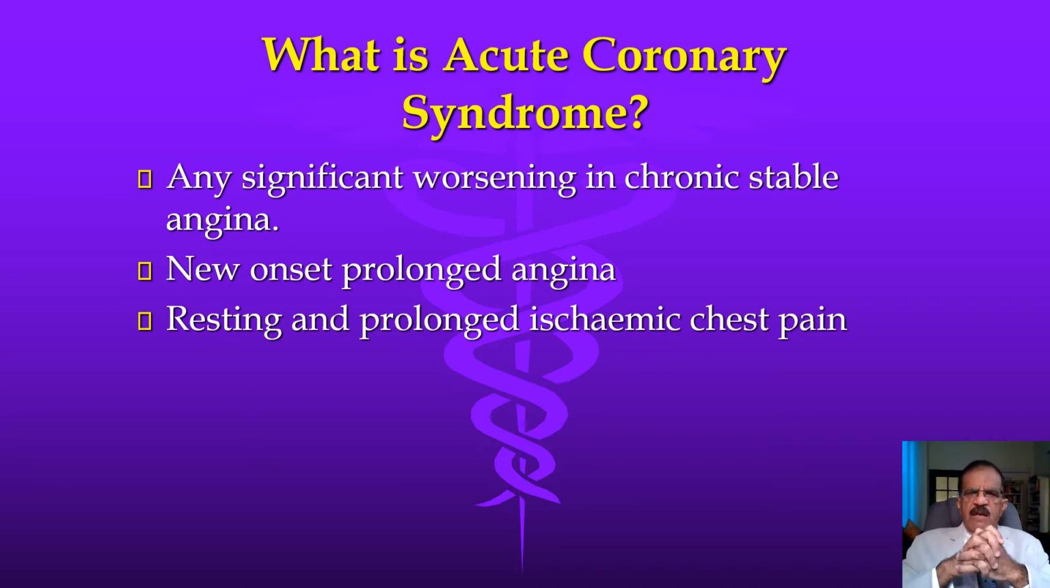Then resting and prolonged ischemic chest pain. Somebody was doing nothing, was sitting or sleeping, and pain starts in the center of the chest, spreads across the chest, goes to the jaw, the shoulder, or the body. So anywhere, actually, you know the distribution of ischemic pain. So if the pain starts at rest, whether or not the patient had a history of ischemic heart disease in the past, if the pain is ischemic, that of course is acute coronary syndrome. So these are the three categories.